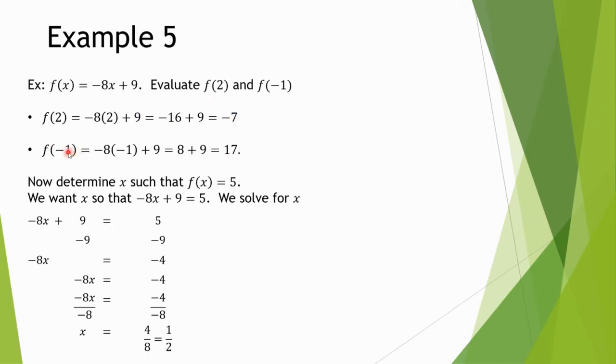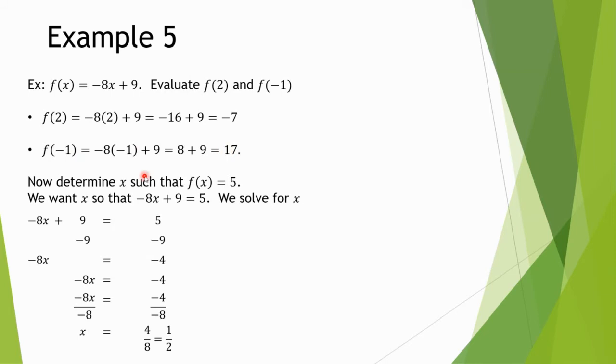If the input is negative 1 now, so here we're looking at f of negative 1. So if the input is negative 1, then the output is negative 8 times negative 1 plus 9. Right? So again, if we put negative 1 into our function, what are we going to get back? Well, negative 8 times negative 1 plus 9, which is 8 plus 9, which is 17. That's what we get back.